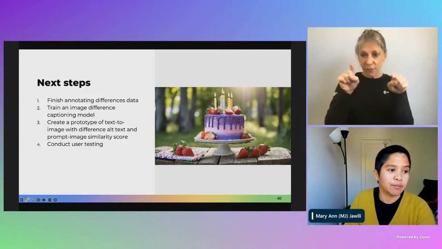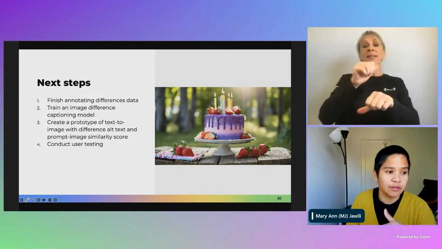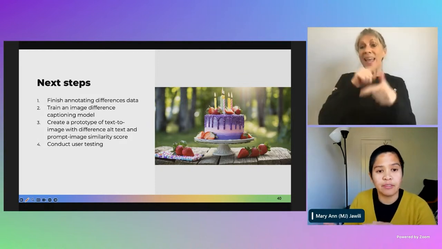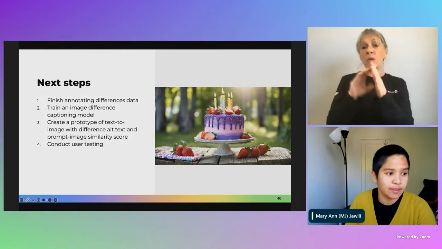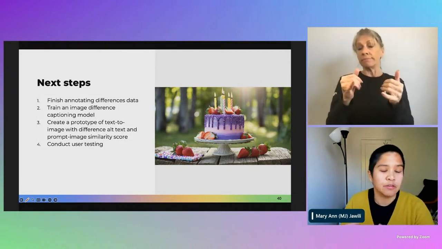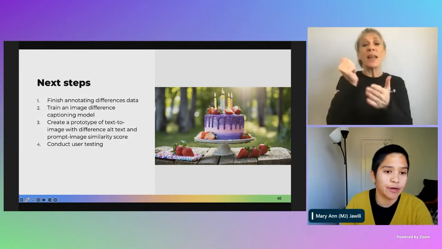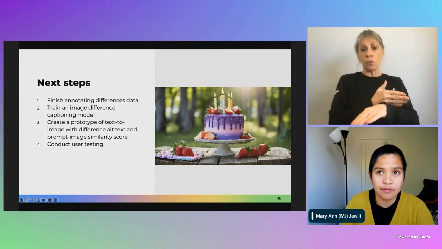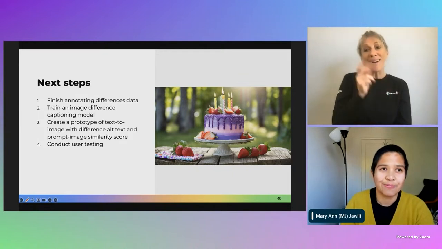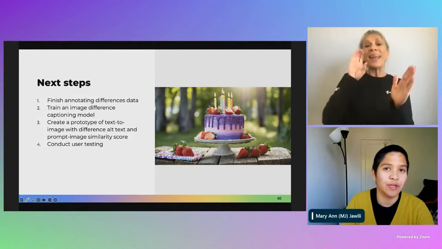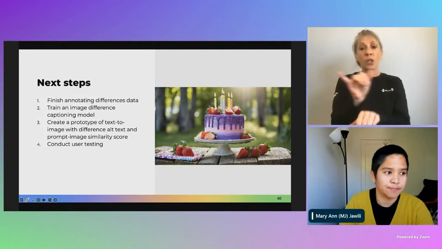After that, we want to create a prototype of text to image with difference alt text and a prompt, along with our prompt image similarity score that exists today. And we want to do user testing to see if that's helpful and also how it can be better. I would love to see that prompt parts and image matching model working as well, but that's further in the future.